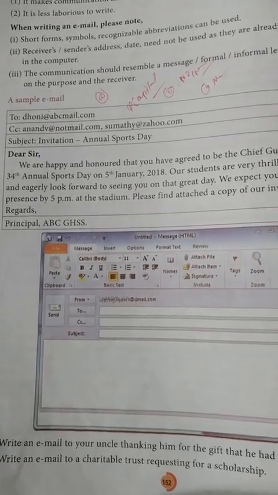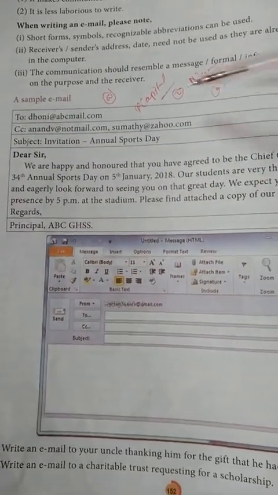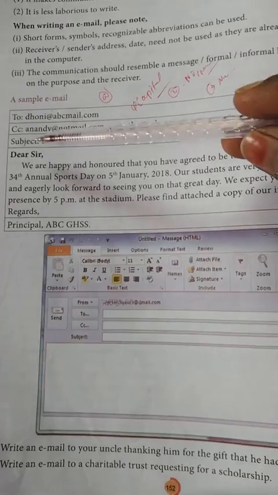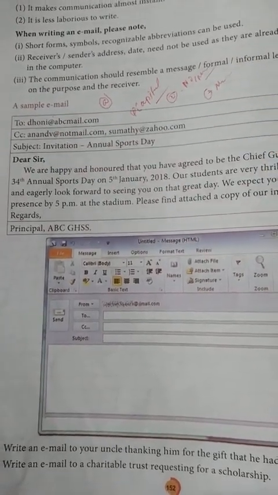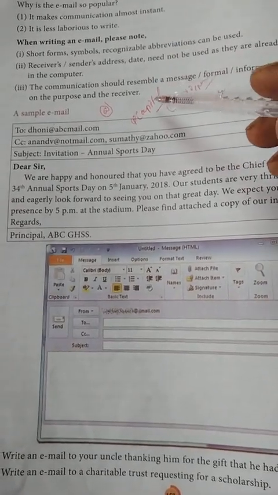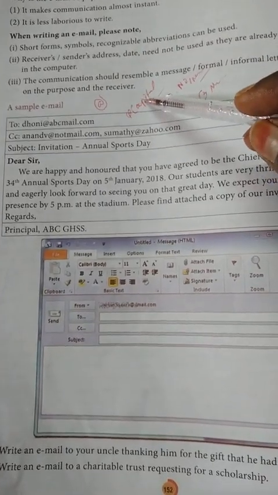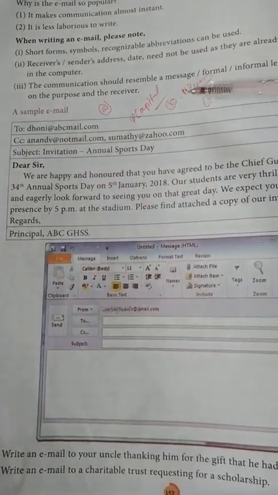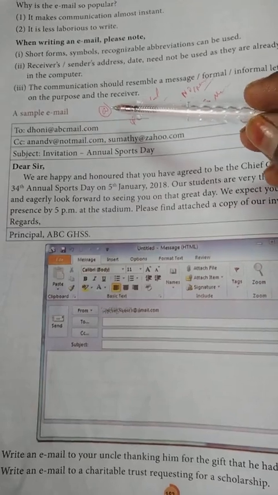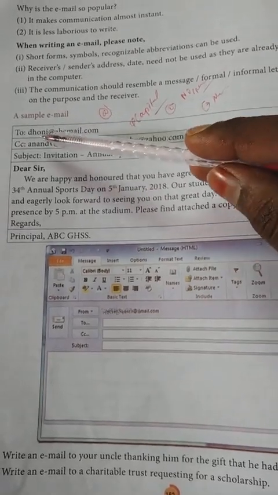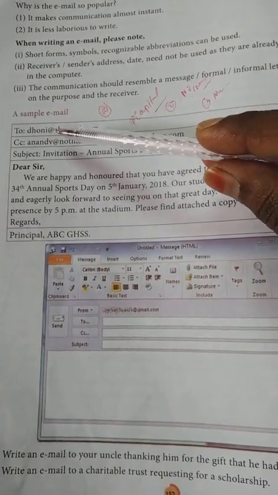As I said earlier, the email should be enclosed in a box. Make a first box for the To address. In the To address you are supposed to remember three things. One is you have to use only small letters, no caps should be entered over here. Second, no space, and third, no running letters. Moreover, the @ symbol is used.